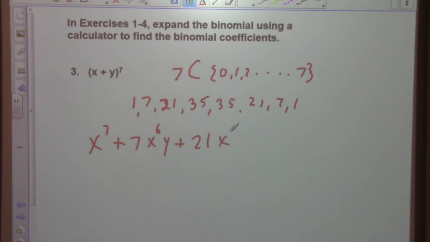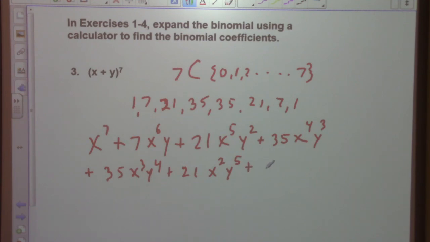21 x to the 5th y squared, plus 35 x to the 4th y cubed, plus 35 x to the 3rd y to the 4th, plus 21 x squared y to the 5th, we're almost there, plus 7 x y to the 6th, plus y to the 7th. And so that's your total binomial expansion.